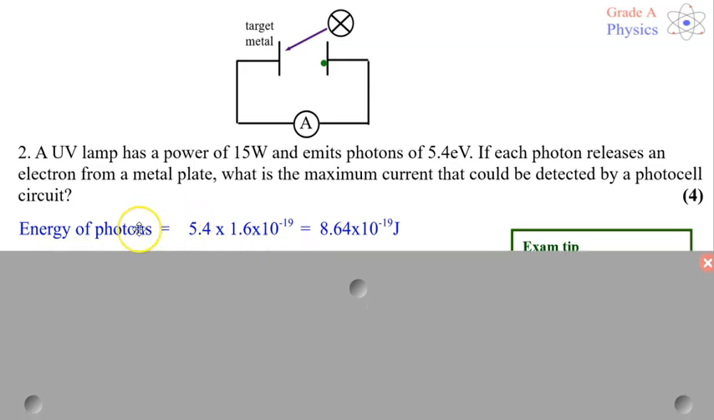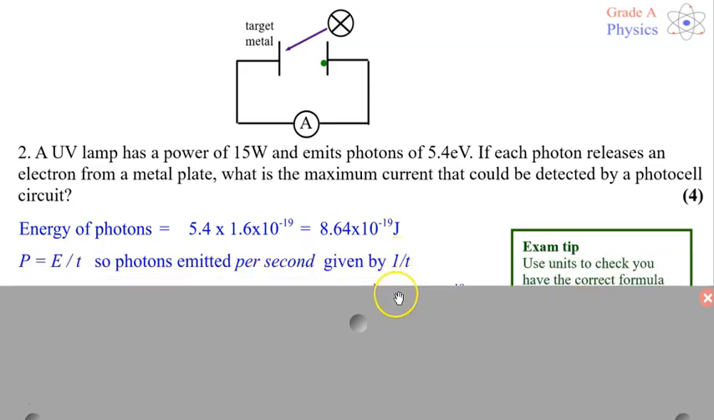So the first thing we can find is the energy of the photons. That's going to be straightforward. So even if you cannot answer anything else, convert eV into joules. You should be able to do that. We multiply by 1.6 × 10^-19, and we get this tiny value in joules. So that's the energy of an individual photon.